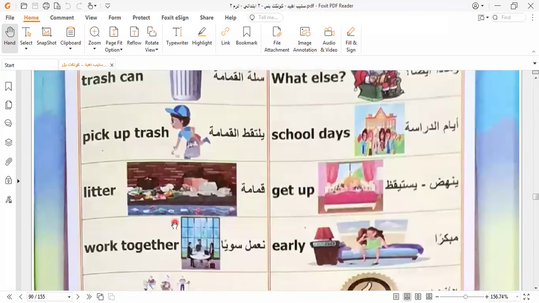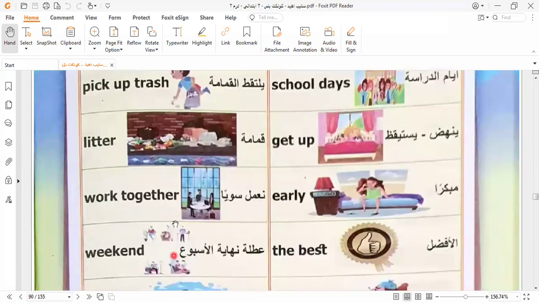Here is letter. Get up. Work together. We have another meaning for work together, which is cooperation. We call it cooperation. Okay? Cooperation.